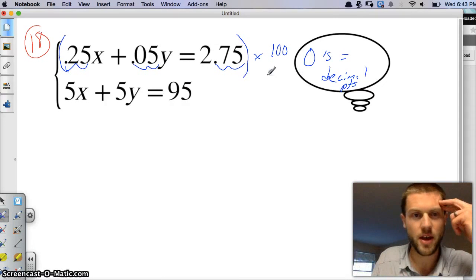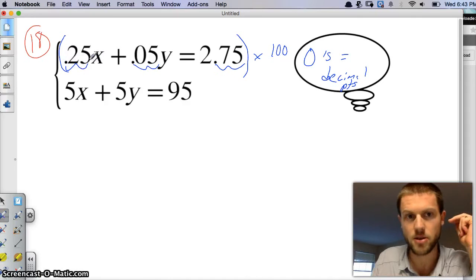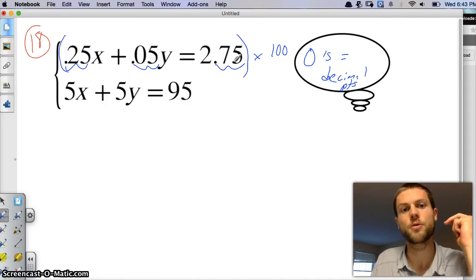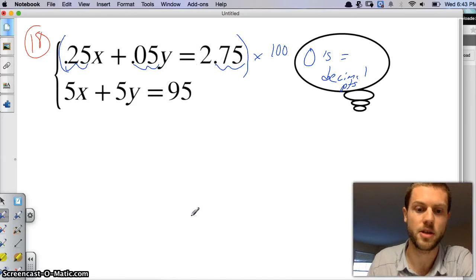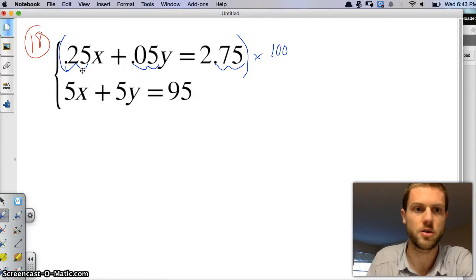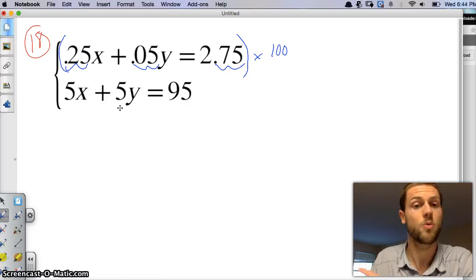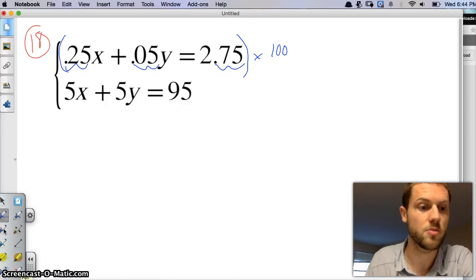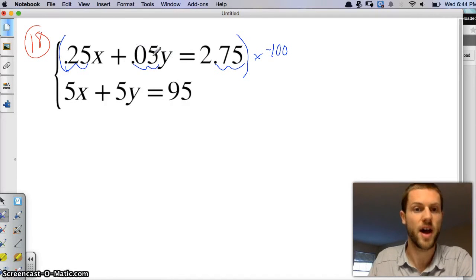Now, if I'm thinking ahead too, when I multiply this by 100, I'm going to end up getting a 25x, a 5y, and a 275. So I'm just kind of thinking ahead here what I would get. But my goal is to have opposite coefficients, and if I do that, it doesn't look like I'm going to actually have opposite coefficients. Got positive 25, positive 5, positive 5, positive 5. Oh, well, maybe then what I should do instead is multiply by a negative 100. Then I'm thinking, okay, I'll get a negative 5y here.